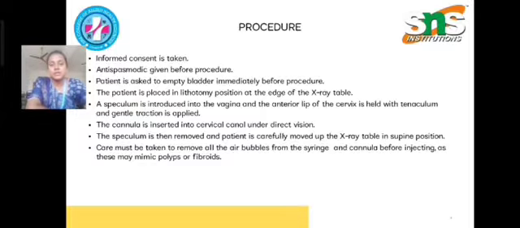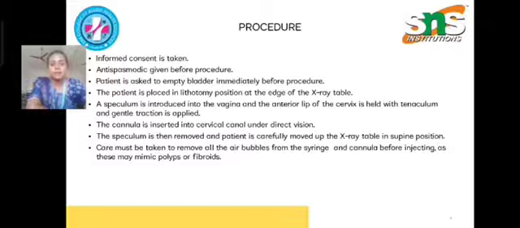How the procedure is done: before starting the procedure we have to explain it to the patient clearly, and get a signature from the patient on the consent form, and an antispasmodic is given before the procedure. Next, the patient is asked to empty her bladder before starting, and to lie down in a lithotomy position at the edge of the X-ray table.